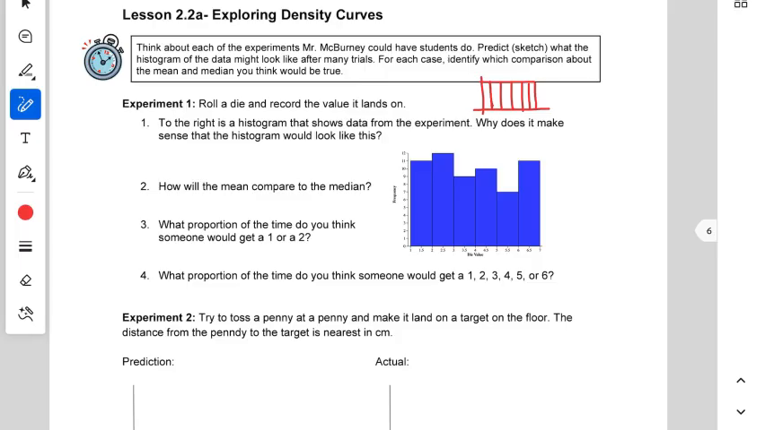And what's true about the theoretical probability about each side of the die? They all have the same probability. So this histogram that we have in blue, it's really close to the theoretical that I drew in red. So it looks like that because each outcome is equally likely.